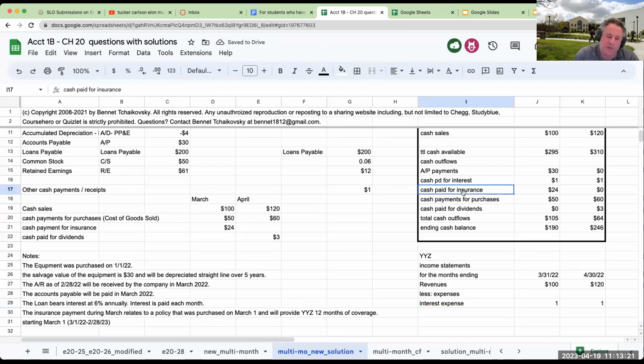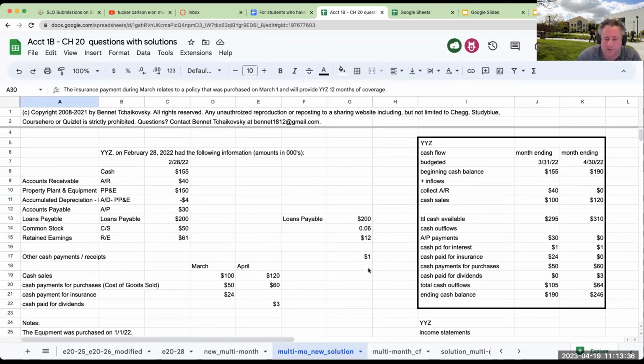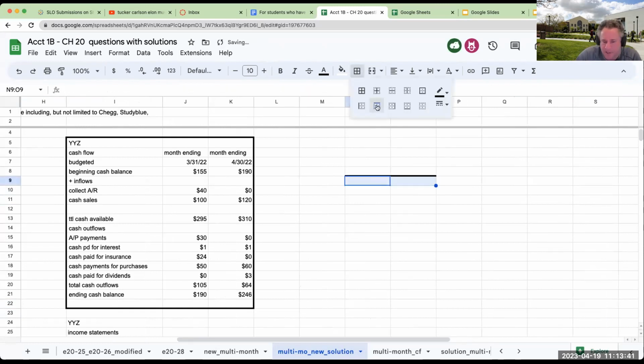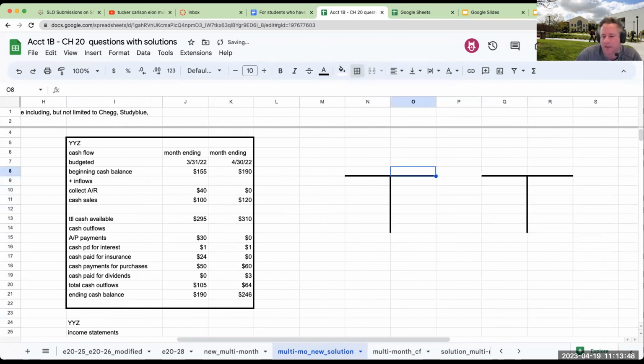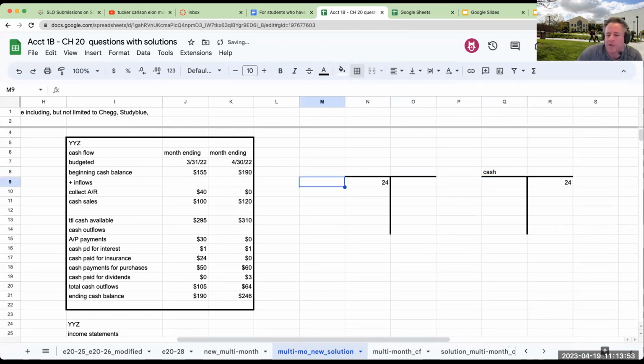Now, the cash paid for insurance of 24. Let's take a look at that. Right over here, it says the insurance payment during March relates to a policy that was purchased on March 1st and will provide 12 months of coverage. So in terms of looking at this transaction, in terms of T accounts, what did this look like? Well, when I made the payment, I credited cash for 24. And what would I have debited for this 24?